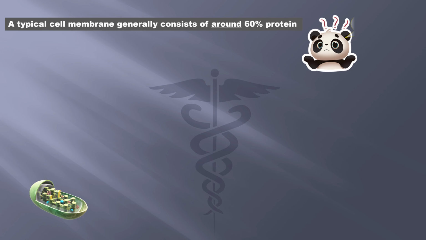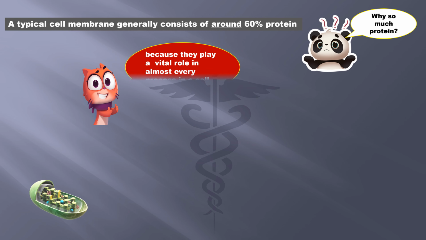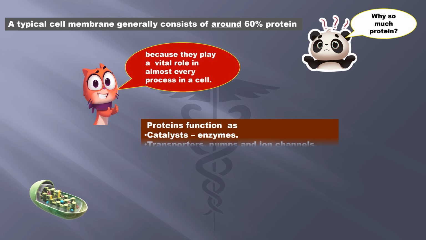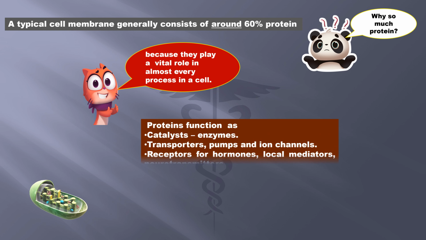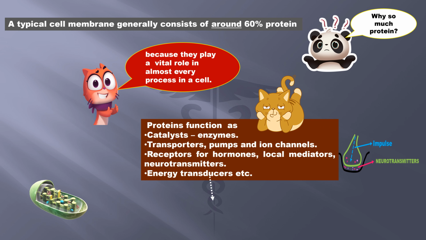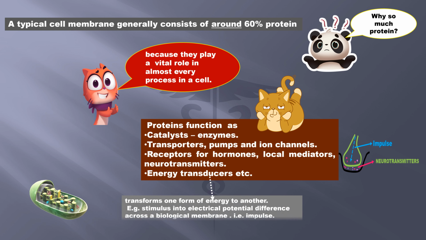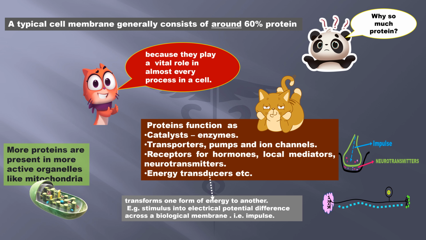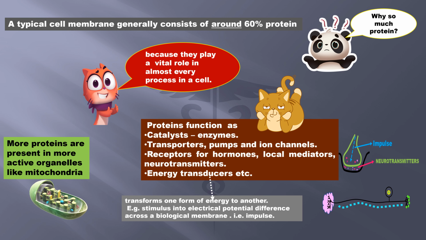A typical cell membrane generally consists of around 60% proteins. Why so many proteins? That is because they play a vital role in almost every process in a cell. Proteins function as catalysts, which we call enzymes, transporters, pumps, and ion channels, receptors for hormones, local mediators, neurotransmitters, energy transducers, etc. Energy transducers transform one form of energy to another, that is, stimulus, into electrical potential difference across a biological membrane. More proteins are present in more active organelles like the mitochondria.